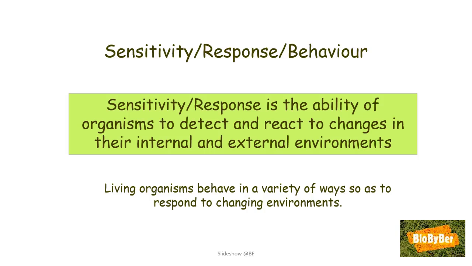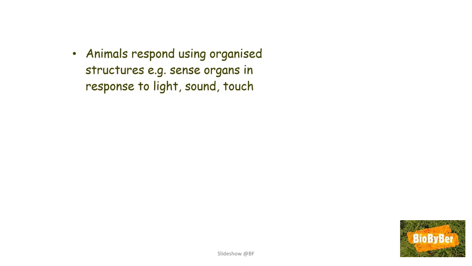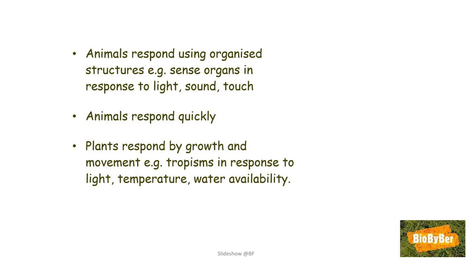Our third characteristic is the characteristic of sensitivity, also known as response or behaviour. The definition is that sensitivity is the ability of organisms to detect and react to changes in their internal and external environment. Living things have to respond in order to react to changes in their environments. Animals have fast responses, whereas plants tend to respond slower, and the responses are less obvious than those of animals. Animals respond using organised structures, like we have sense organs whereby we can respond to light and sound and touch. Animals respond quickly, as we've said.